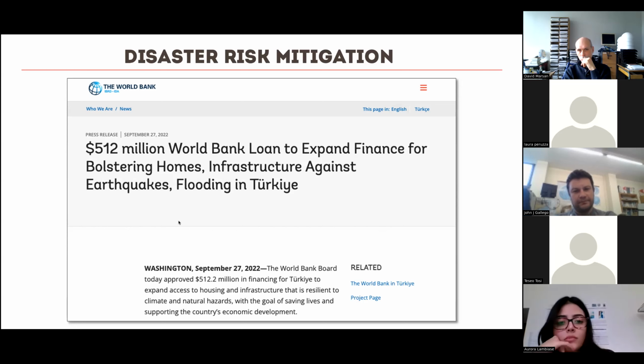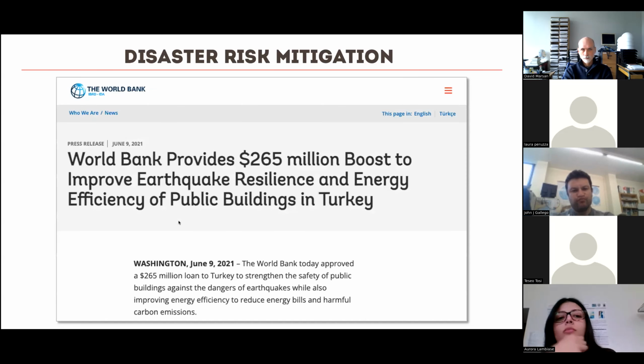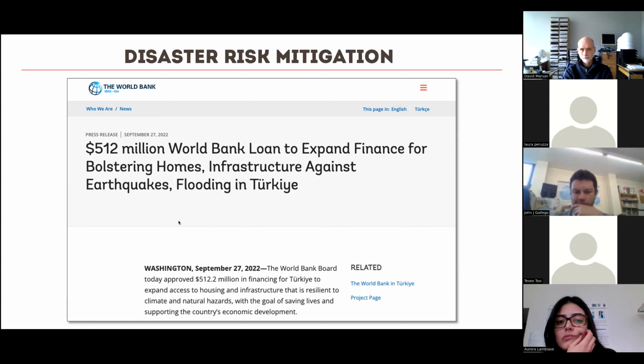But we can see here that the type of work that you're doing, this seismic risk analysis, can basically be the tool that is also necessary to raise funds for risk reduction. All of this stuff that I'm showing here for Turkey was before the earthquake in February last year.